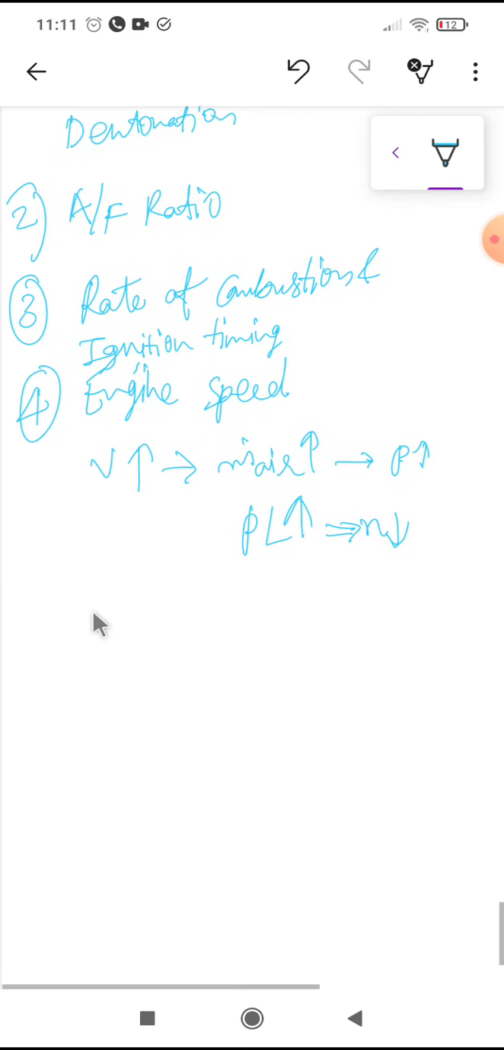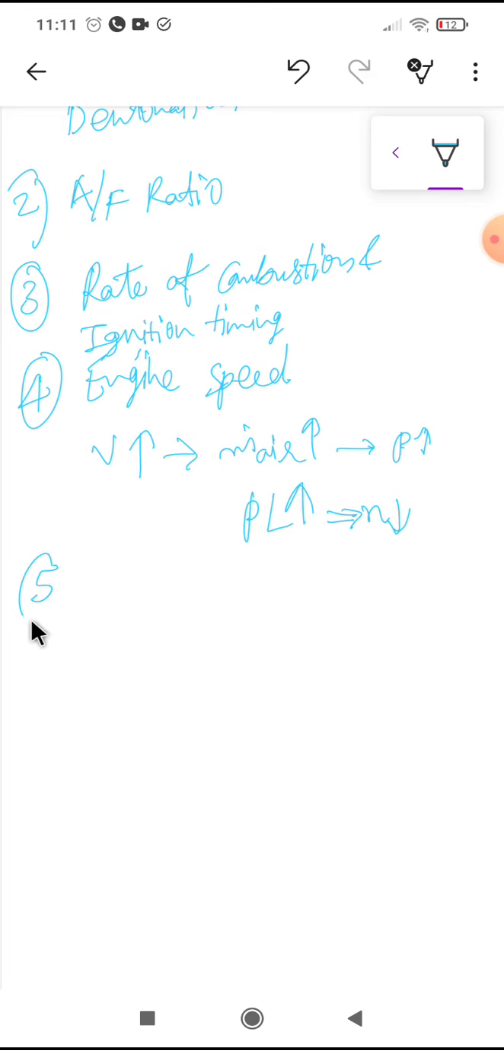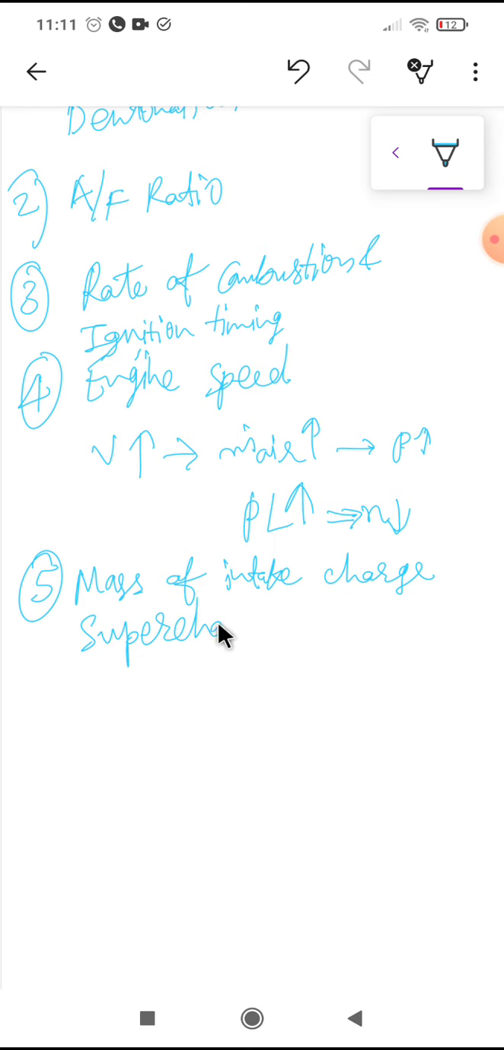Then the fifth factor is mass of intake charge and supercharging of engines. Supercharging of engine. A higher mass flow rate will provide better volumetric efficiency.